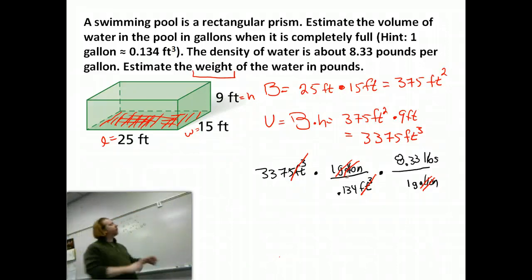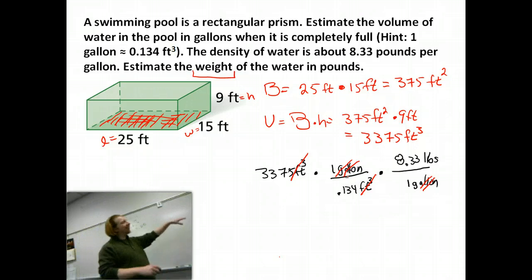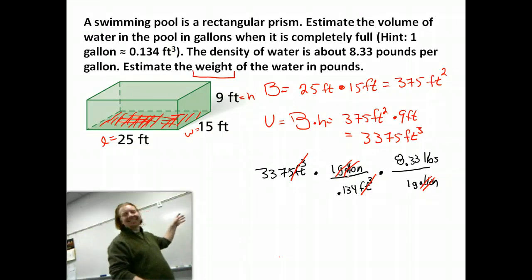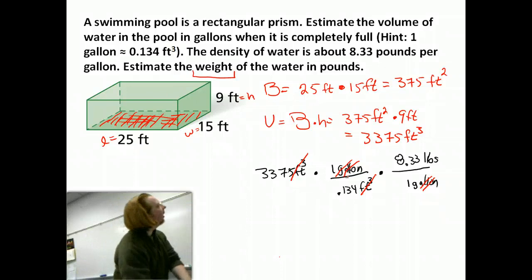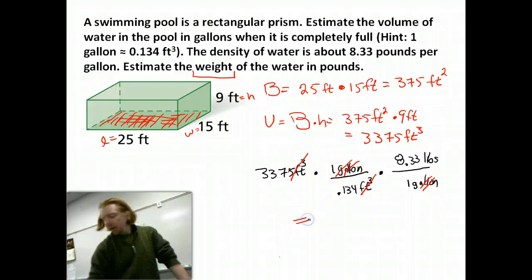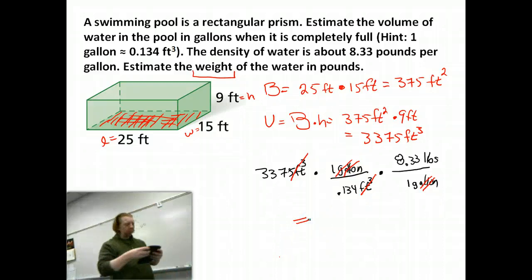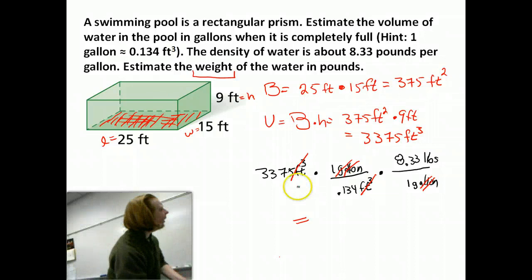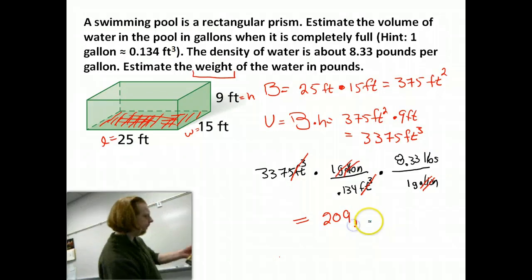So now I can go ahead and take my 3,375 cubic feet. I'm going to divide that by 0.134, and then I'm going to multiply that by 8.33. I'm just going right across and doing the unit conversion. So I'm taking what I wrote down here, 3,375 divided by 0.134 times 8.33, and that lets me land at 209,804 pounds.